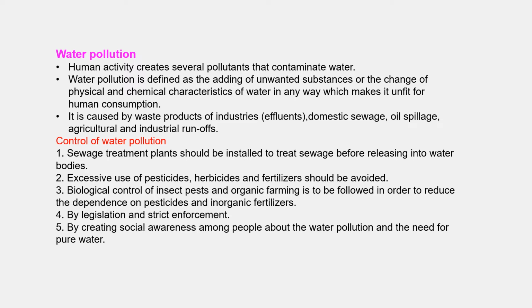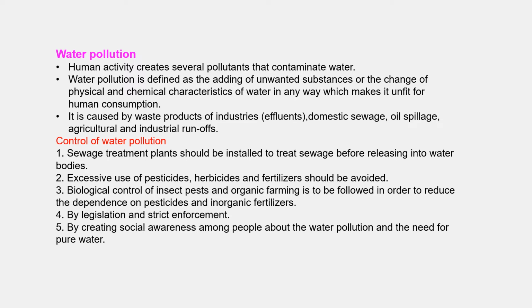Water pollution, human activity creates several pollutants that contaminate water. Water pollution is defined as adding of unwanted substances or the change of physical and chemical characteristics of water in any way which makes it unfit for human consumption. I hope you understand these sentences. It is caused by waste products of industries, effluents, domestic sewage, oil spillage, agricultural and industrial runoff. Agricultural and industrial runoff means the water flows away along with the sewage, you see, that is agricultural and industrial runoff.